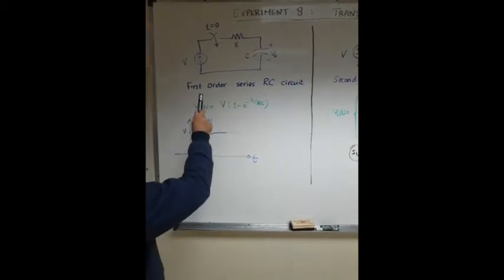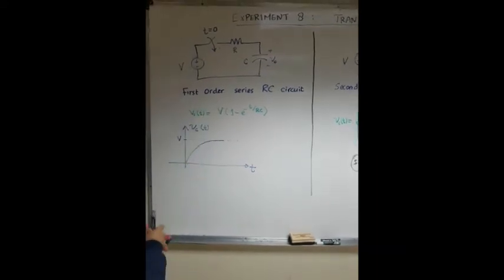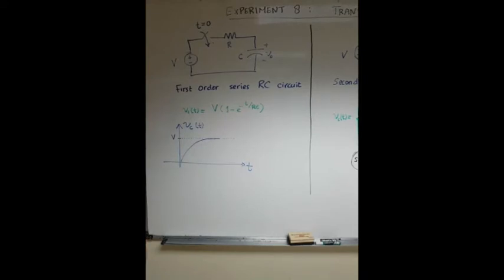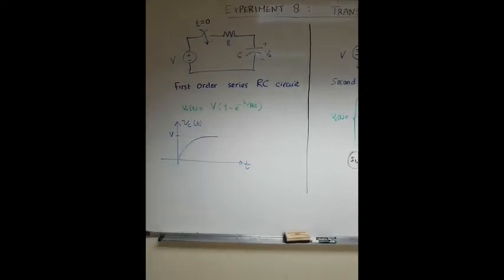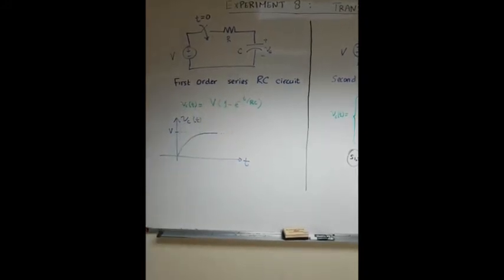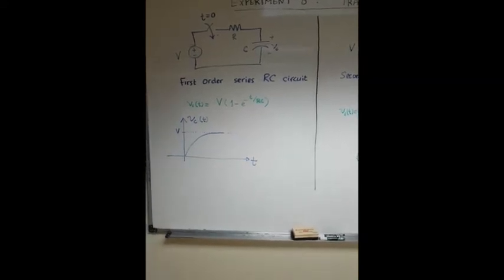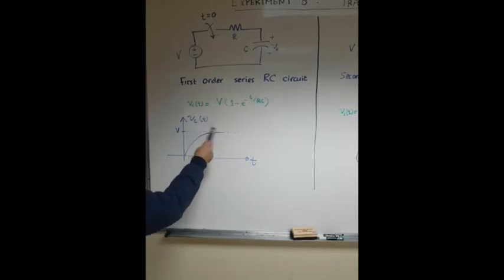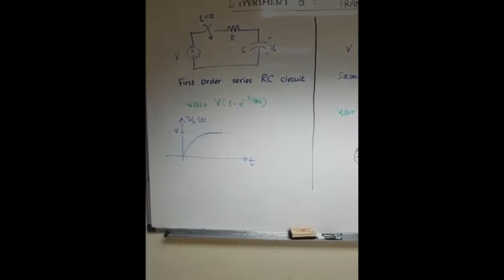In order to understand the way this capacitor is charged, we will have to write the differential equation of this circuit. When we write the differential equation and solve for VC(t), we find that this is the expression for VC(t). And the way VC, which is the voltage across the capacitor, increases is shown in this graph. We can see that the capacitor charges gradually and it takes some time to reach the complete charge.